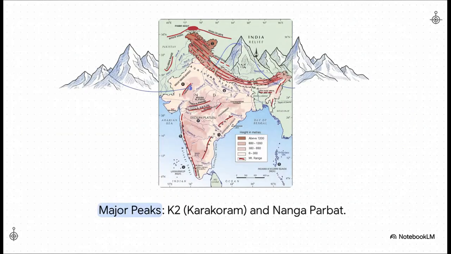Now, these ranges have some of the highest peaks in the world. For your exam, you need to know two of them. First, let's find K2, right here, in the Karakoram Range. Now, if we move westwards, we find Nanga Parbat. So remember, K2 is in the Karakoram, and Nanga Parbat is towards its western end.